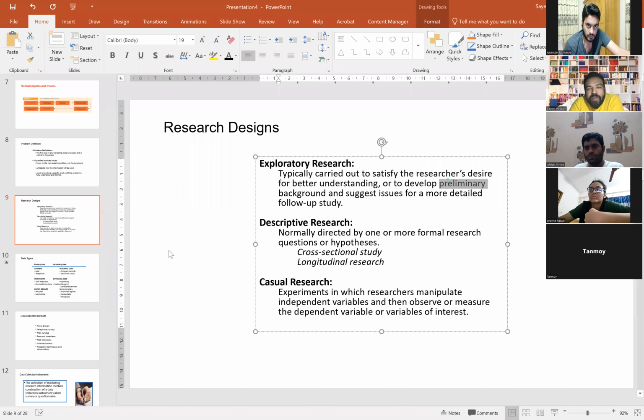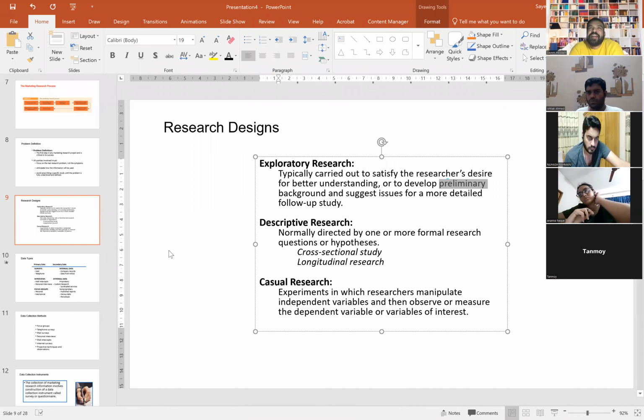Well, formal research, as I mentioned, there are various types of research, right? There's various types, as you can see, like cross-sectional study, longitudinal research. These are some other types which we aren't even talking about. But in descriptive research you need to really do some solid data collection other than simply getting primary data from the consumers.